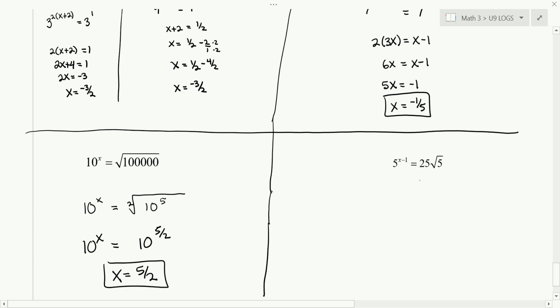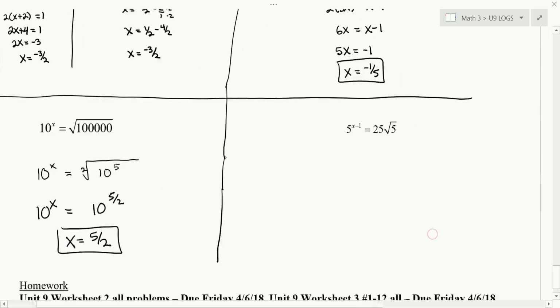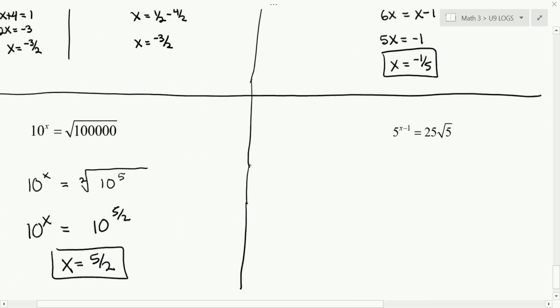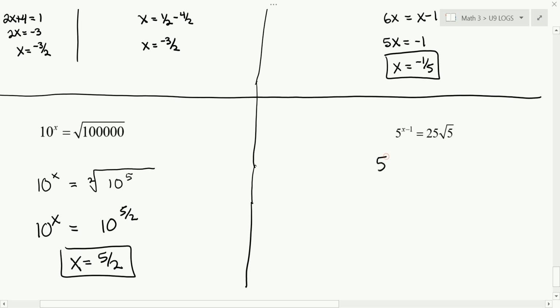And then the last one's even a bit trickier. Anybody got an answer on that one? You can tell what the base should be. What should it be? 5, right? So 5 to the power of x minus 1 is equal to, can we change 25 to 5 to some power? 5 what? 5 squared times square root of 5, that's 5 to the half. Okay, that's your starting spot.